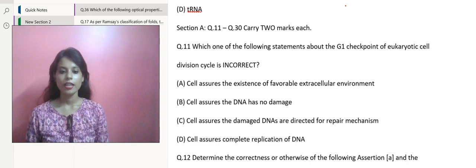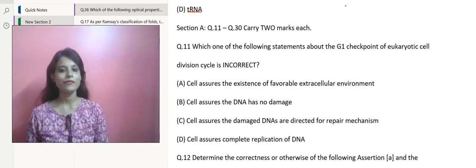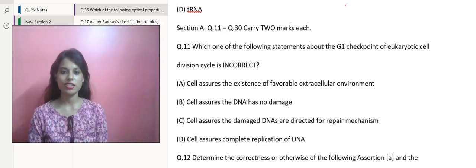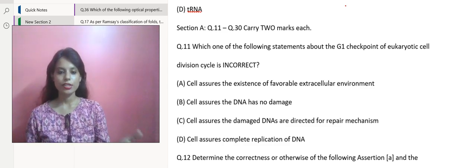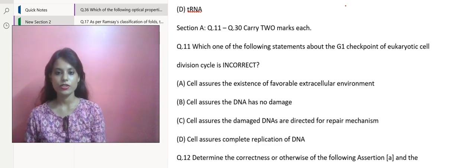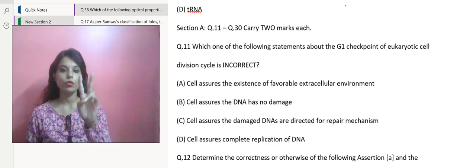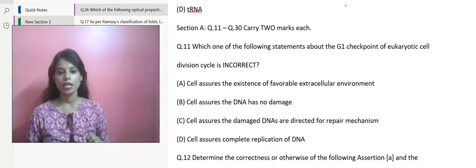This is Ashmita. Here we are going to solve 5 to 6 questions based on biotechnology from the IIT JAM examination for 2023. As you can see, I'm going to solve section A. I have chosen 5 to 6 questions from here and these questions carry 2 marks each. So let's start with question 11.